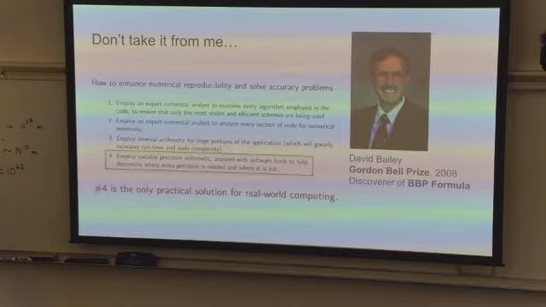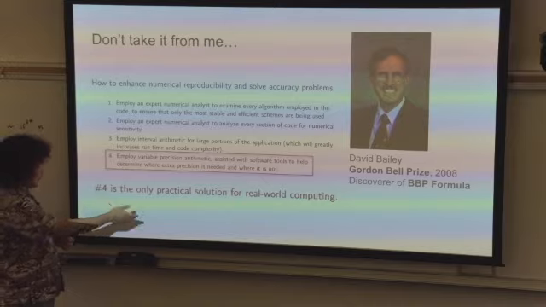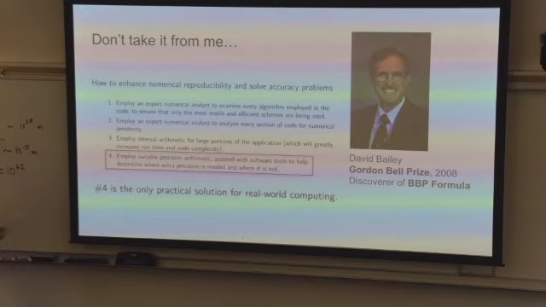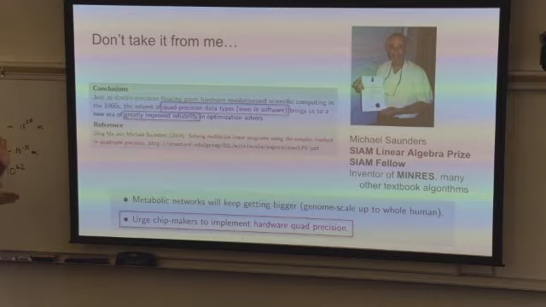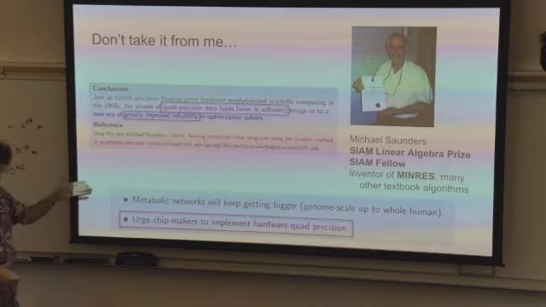Here's David Bailey, winner of a Gordon Bell Prize, a real luminary in numerical computation, saying that, look, moving forward, we will need to employ variable and extended precision arithmetic assisted with software tools to identify numerical instabilities in our software. He says, in fact, this is the only practical solution for scientific computing moving forward. Here is our very own Michael Saunders, who wrote many of the textbook algorithms you will learn later in this course, saying that quad precision stands to revolutionize optimization solvers, just as double precision did long ago, and we need to beg the chip makers, please implement quad precision in hardware, a call that has unfortunately fallen on deaf ears.